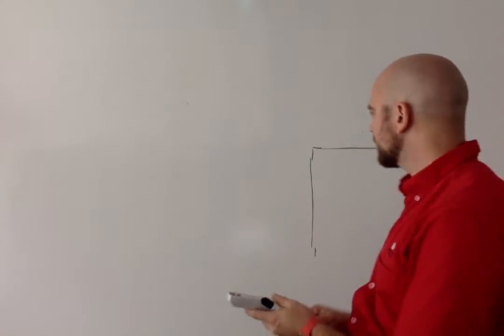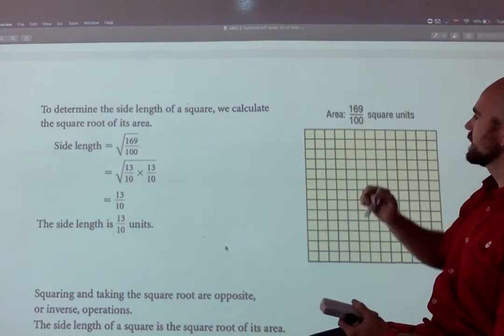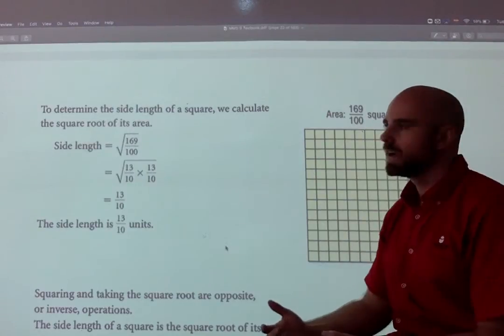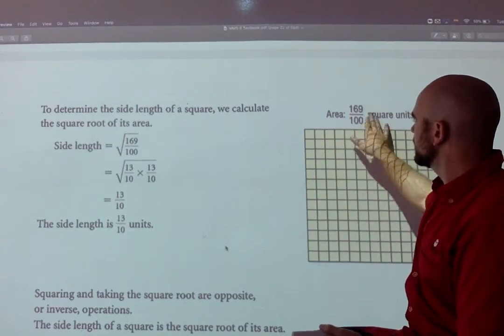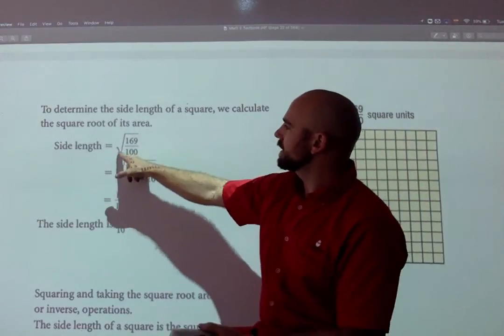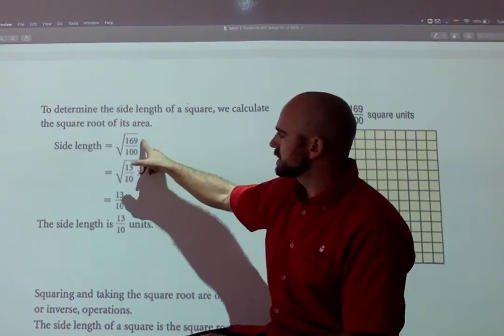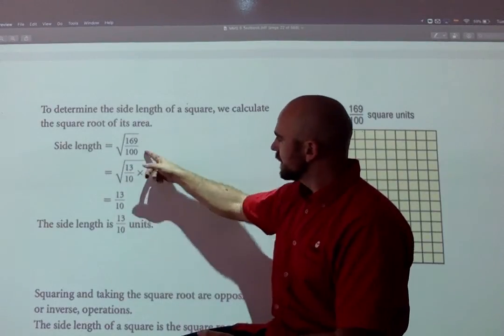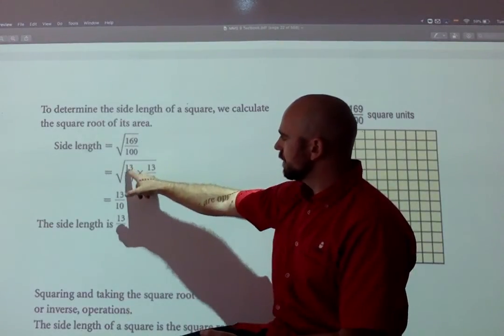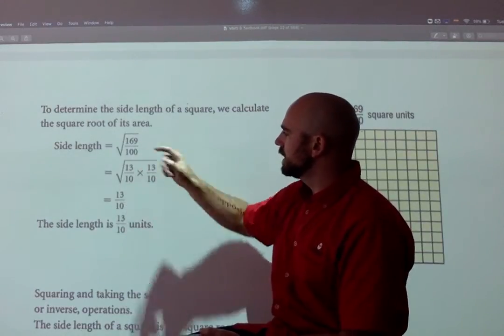Okay? So this is a new concept. I've got another example that I'll show you here. Here we have a similar one, but this time they're giving us the area, and we're looking for the side length. So the area here is 169 over 100. So what are we having to do? We're basically having to square root. So we're trying to figure out what times itself is 169, what times itself is 100. Okay, we have 13 times 13 gives us 169, 10 times 10 gives us 100.